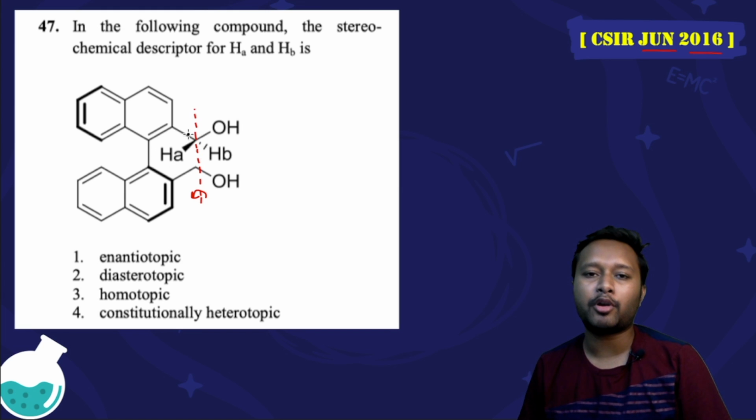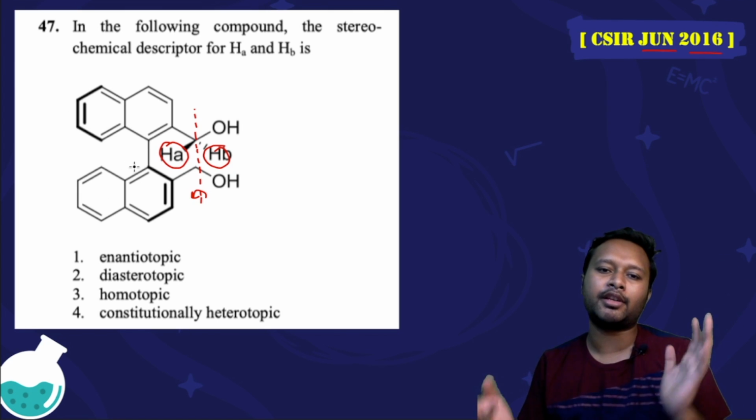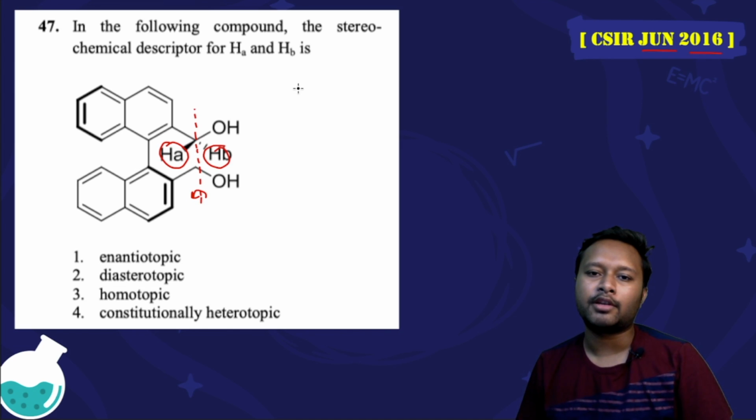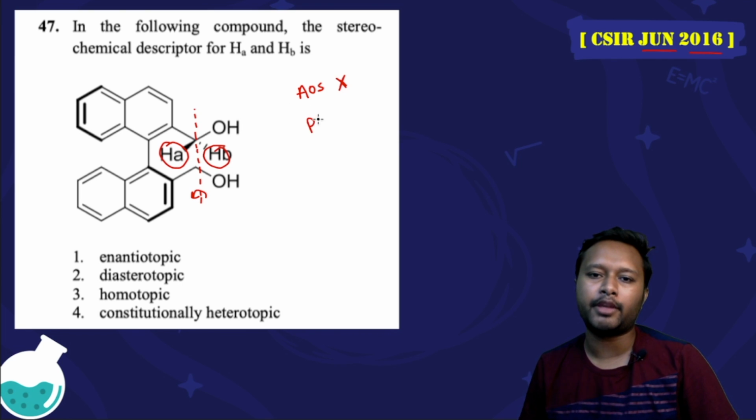Although these hydrogens might replace each other, this particular bulky group which is on the left side will come to the right side if I rotate it by 180 degrees. So obviously this rotation is not possible, and the axis of symmetry is not there. I'm just making a cross, which means it's not present in this molecule. The second thing is that you have to look for the plane of symmetry.